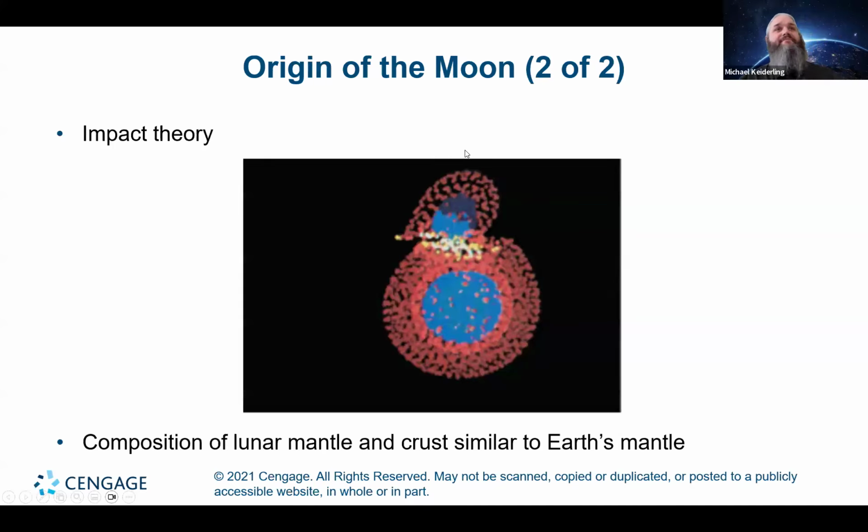So this is known as the giant impact theory, where two planets collide, and the composition of the lunar mantle and crust is similar to Earth's mantle.